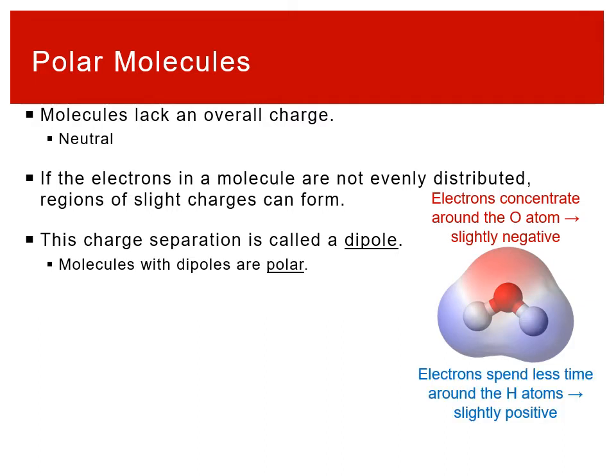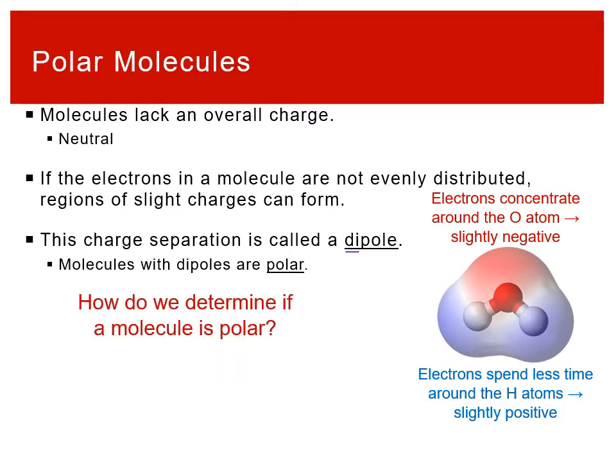At the same time, there has to be a slightly positive end of the molecule. So one of the things you'll notice is that these are called dipoles. Di meaning two. There are two ends, a positive end and a negative end to a molecule. So molecules that are polar have these slightly positive and negative sides, and that's what's going to allow and drive these intermolecular force interactions. So how do we determine if a molecule is polar?